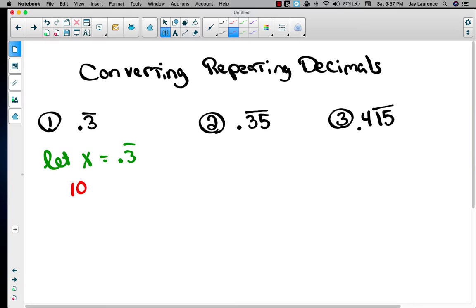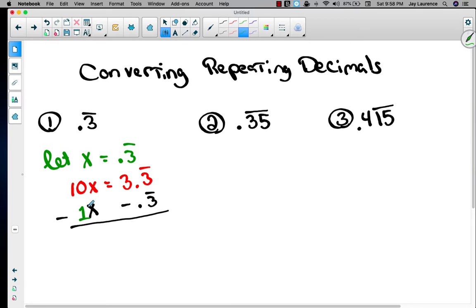I'm going to multiply both sides by 10, so I'll get 10x on the left, and the right will turn into 3 and 3/10 repeating, just like that. Here's where the cool thing comes in. I really like this. The math geek in me just loves this. I'm going to subtract the green equation from the red equation. Now be careful on the left side. 10x minus x is not 9. That makes no sense. It's a 9x.